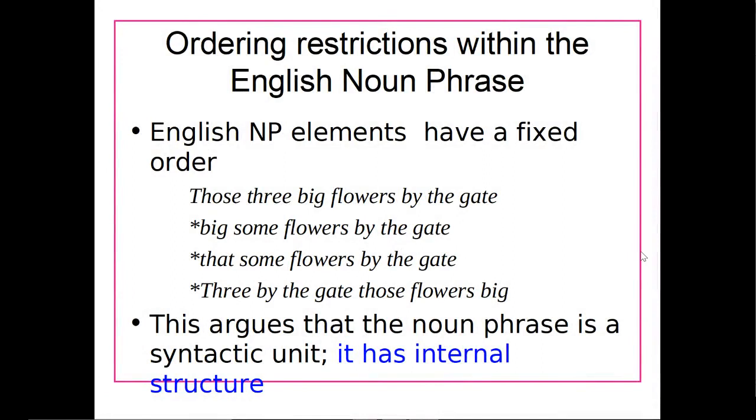In English, like I had mentioned, we do have ordering restrictions. English noun phrase elements have a fixed order. For example, we can say those 3 big flowers by the gate, but we can't say big some flowers by the gate, or that some flowers by the gate, or 3 by the gate, those flowers big. Those in English don't really make sense. Something seems off. And that's what this little asterisk next to the phrases indicates, that it's not something that's going to make sense to a native speaker of that language.